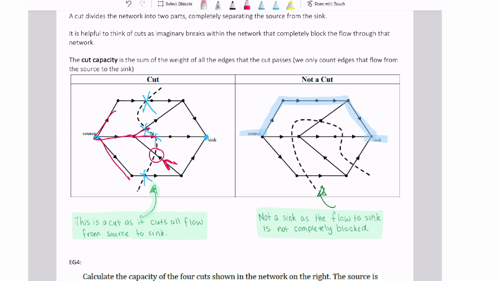However, looking at this second example here, you can see my highlighted path shows, well, even though they've drawn this so-called cut, it hasn't stopped the flow. Water could definitely travel along that highlighted part and get from the source to the sink. So we would call this not a cut. All right, so first thing, you know now what a cut is.